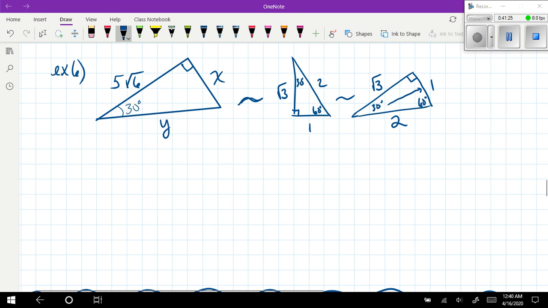So let's start with my x. X is on what side of your 30, 60, 90 triangle? Is it on the short side, short leg, long leg, or the hypotenuse? I'm hoping, since you know it's across from this 30-degree angle, that you're saying, oh, that's on the short leg, which matches the 1. This x matches this 1. Okay, across from the 30 is equal to, and then the other side that's given as a measurement in this triangle is 5 root 6.